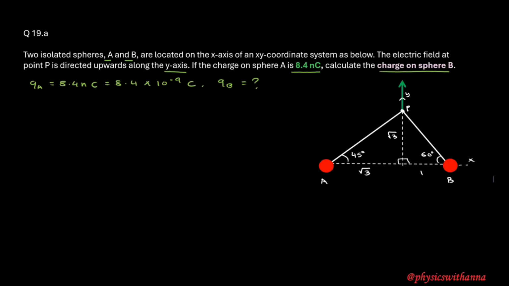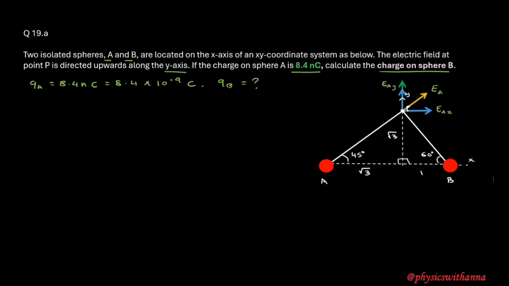Now, since sphere A is positively charged, electric field at point P will be directed away from sphere A and it will be along the line joining the two. So we can show electric field at point P due to A in this manner. I will call this EA. Since this electric field does not lie on either the x or y axis, I can split it into its components. One component goes along the x-axis, which we can call EAX, and one goes along the y-axis, which we will call EAY.